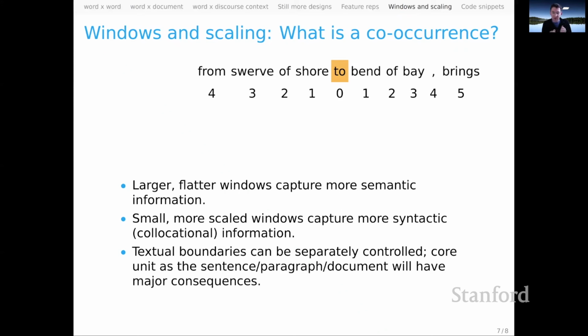Independently of these choices, you could decide how text boundaries are going to be involved. So a text boundary at the level of a sentence or a paragraph or a document or a corpus could be a hard boundary that's independent of your window. Or you could decide that you're going to allow your window to go across different notions of segment that you have. That's really up to you. And again, I think it will have major consequences for downstream tasks involving the representations that you've created.